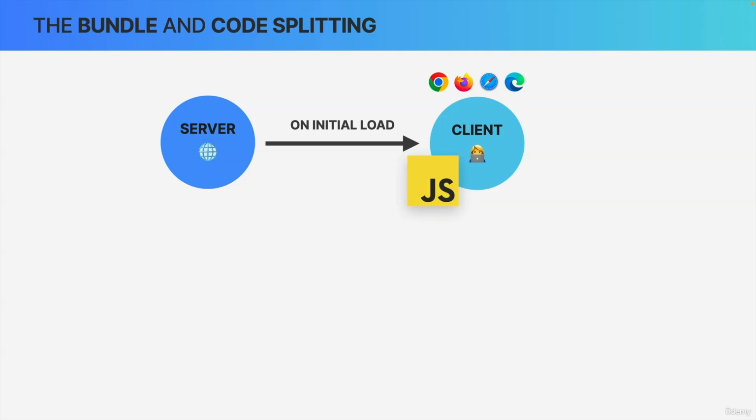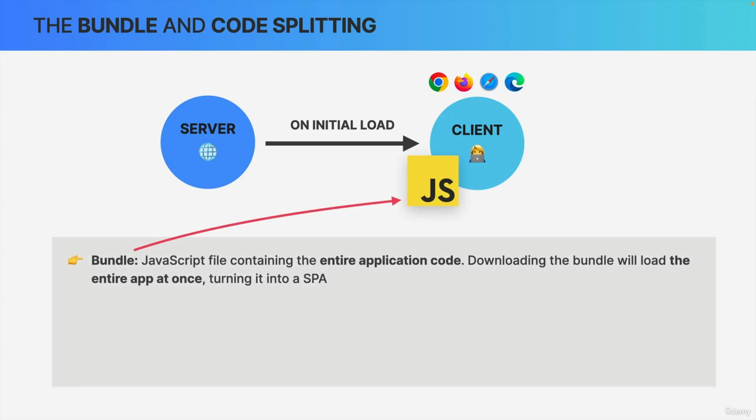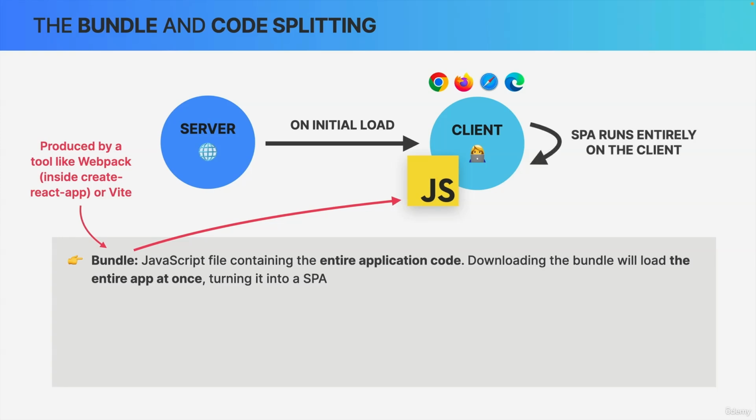And this file is the bundle. So the bundle is simply a JavaScript file that contains the entire code of the application. And it is called a bundle because a tool like Vite or Webpack has bundled all our development files into one huge bundle, which again contains all the application code. This means that once the code has been downloaded, the entire React application is loaded at once, which essentially turns it into a single-page application that is running entirely on the client.